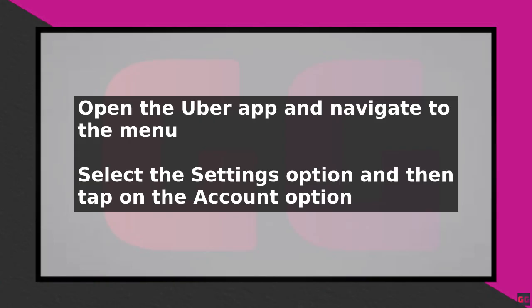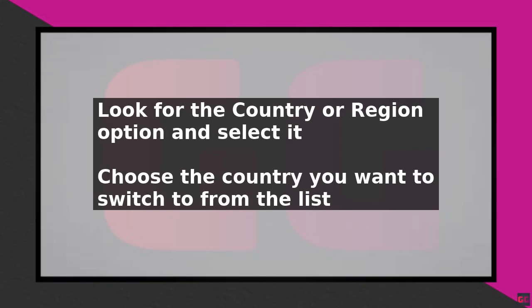From the menu, select the Settings option and then tap on the Account option. Look for the Country or Region option and select it to view a list of available countries. Choose the country you want to switch to from the list. You may be prompted to confirm the country change by entering your password or other verification details.